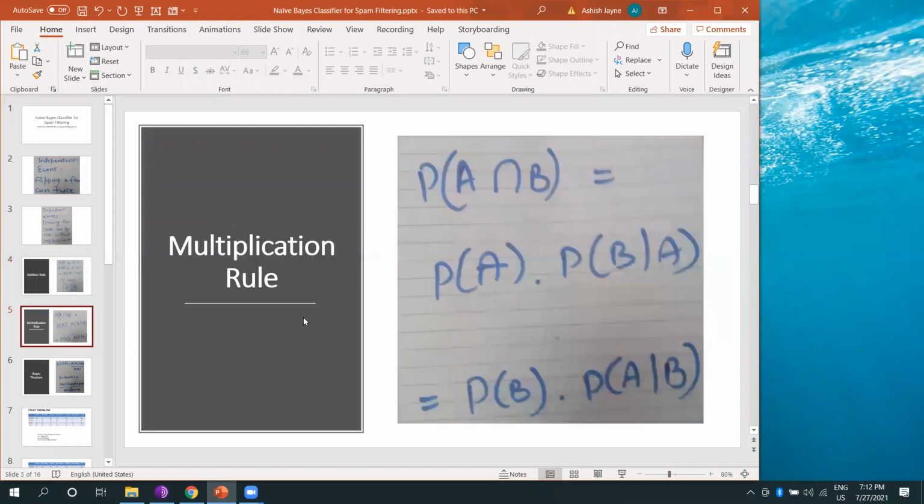Now, the multiplication rule, you have to remember it in the form of intersection. P(A intersection B) is equal to P(A) multiplied by P(B). This line over here, the vertical line, is termed as given. P(A intersection B) is P(A) multiplied by P(B given A), or it is also equal to P(B) multiplied by P(A given B). Now we move on to the next slide.